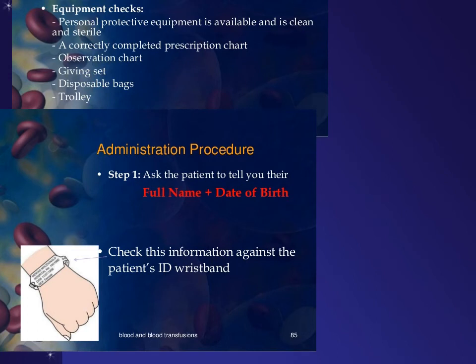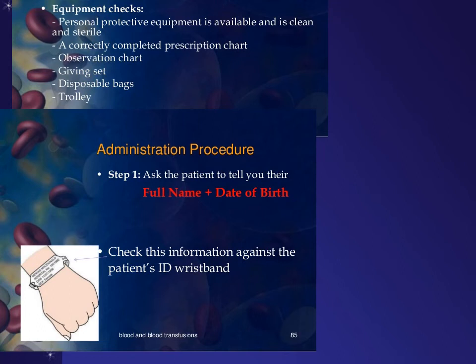Right, now you are about to start the blood transfusion, so you have to bear in mind that there's always a possibility of giving the wrong blood to the wrong patient. So check the patient's identity before starting the transfusion. You should have personal protective equipment like a pair of gloves before opening the blood bag, and a completed prescription chart, observation chart, and a sterile giving set should be available.